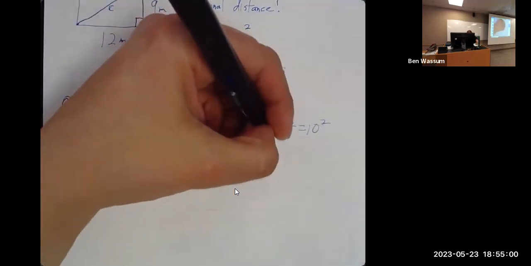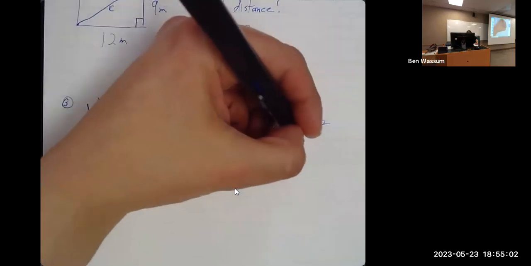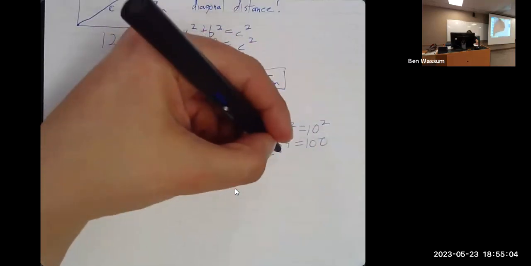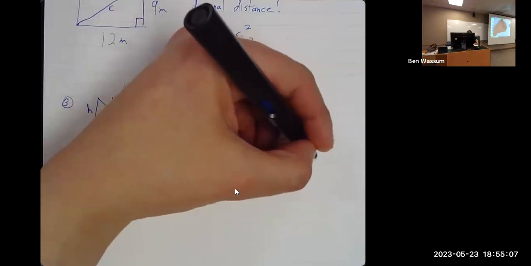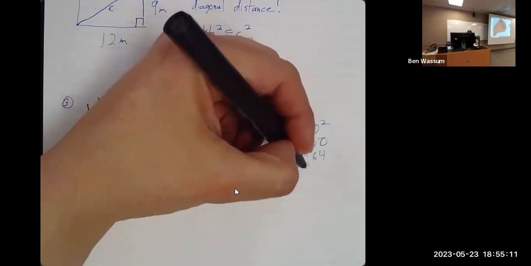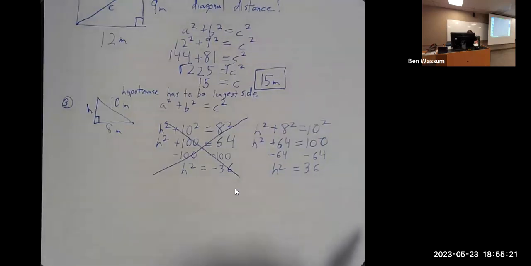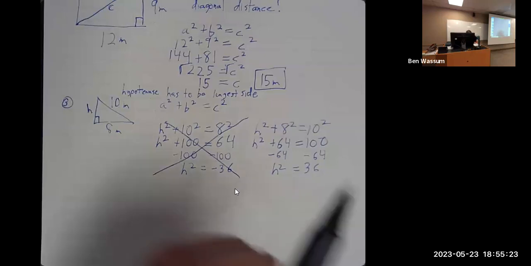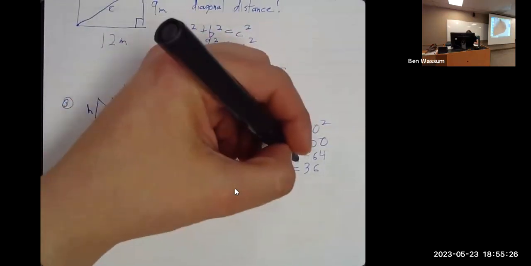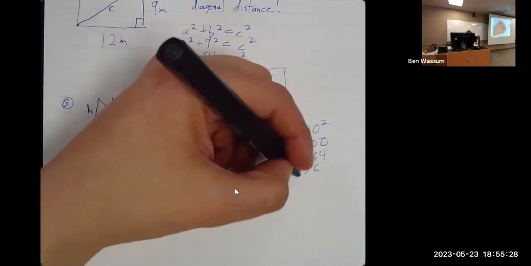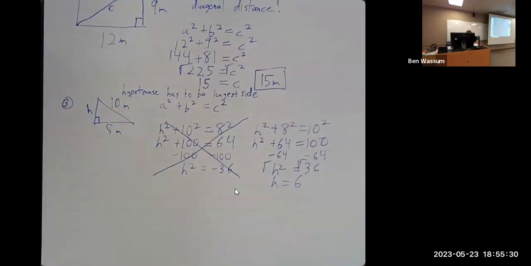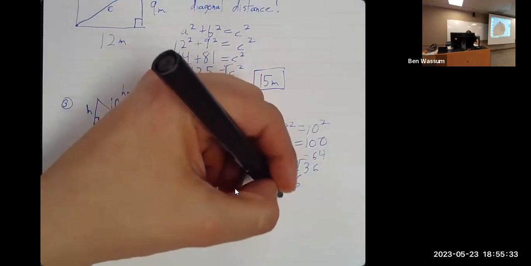But that's a significant enough change to the point where when I subtract that off, I no longer have a negative 36, I have a positive 36. And that's a big deal because, well, I don't have a negative height. So we square root both sides and we get h is 6. In this case, it would be meters, so 6 meters.